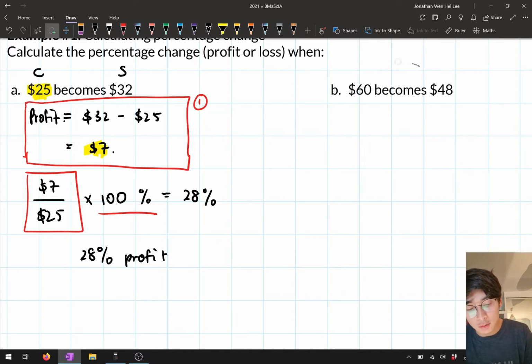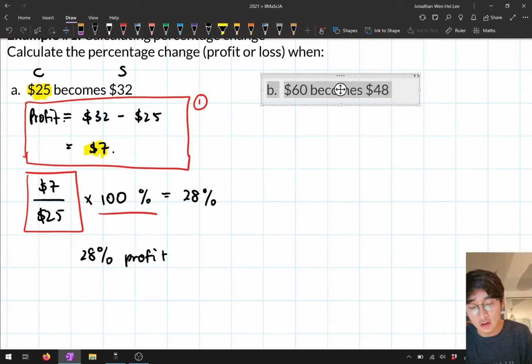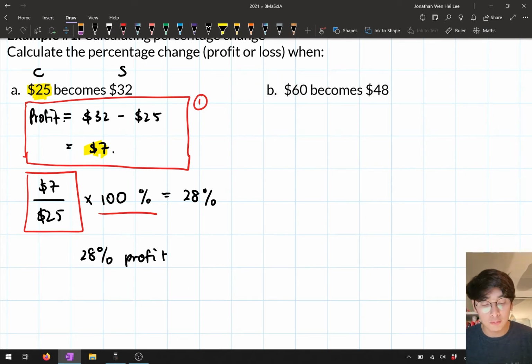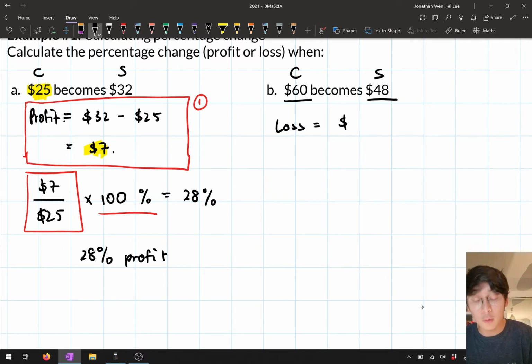Here, I've got $60 becomes $48. Let's imagine it cost us $60 to produce something and we sell it at $48. In this scenario, this is an example of a loss, because the cost price is higher than my selling price. With all of these profits or losses, the easiest way is just to do your bigger number minus your smaller number. So here you get 60 minus 48, which gives you $12. That is the loss amount.